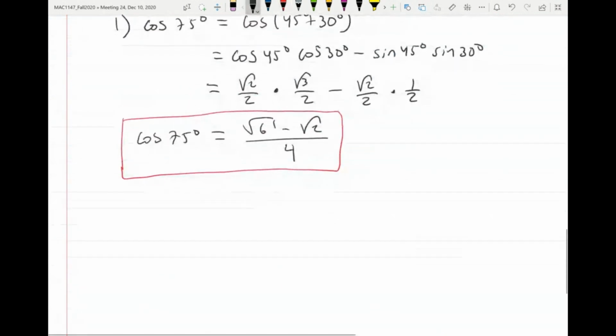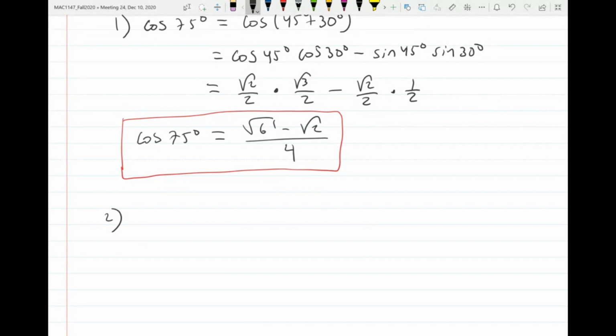Let's do another example. Let's do one with radians. So let's say that you want to find cosine of pi over 12. All right. So notice that pi over 12 is the same thing as 15 degrees. If you do 180 divided by 12, that's 15. So that means that you can write 15 as 45 minus 30. And in this case, pi over 12, we're working with radians. You have to figure out how you can split this. It turns out you can write it as pi over 4 minus pi over 6.